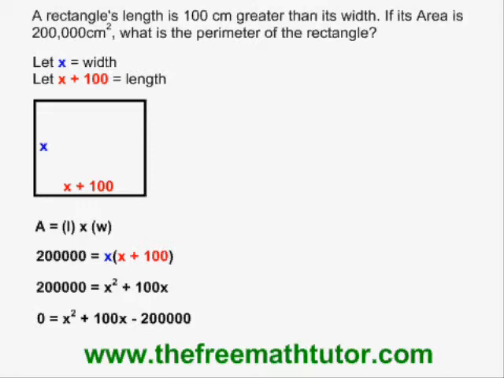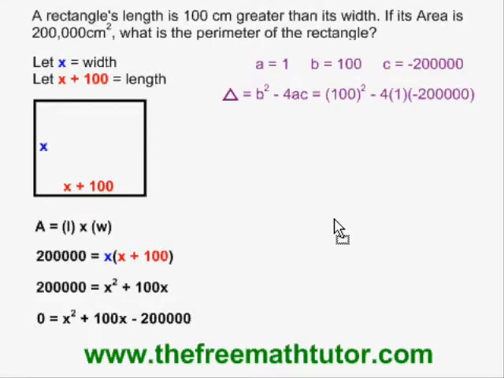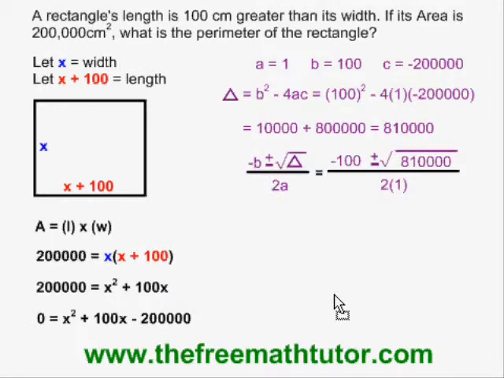Now I have a choice of using factoring or the quadratic formula to find the two zeros. I'm going to use the quadratic formula this time. So I define my a, b, and c, and then I plug them into the delta formula to find the discriminant, which is 810,000. Plugging these values into the quadratic formula, I simplify, and I get two answers, 400 and negative 500.